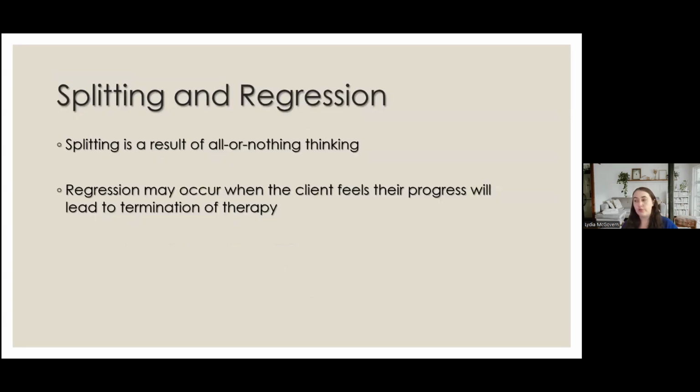Then splitting and regression are two other behaviors you might see. Splitting is a result of all or nothing thinking. And it essentially refers to either the individual is overvaluing the relationship or they're fully unvaluing the relationship. So as a counselor, that might feel like the therapeutic relationship is very valuable to the client. It means a lot to them one session, and then the next session, completely the opposite. This often happens when the client is having feelings of abandonment. It's kind of a self-protecting thing to do.